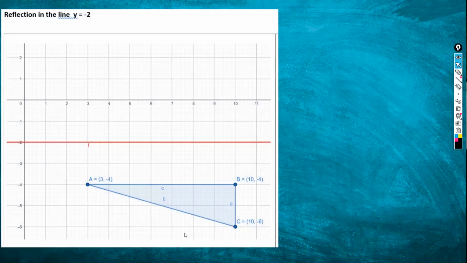Try this question here. Read the instructions and see if you can get the answers for A dash, B dash, and C dash. All right, so a lot of correct answers coming up. Let's see if you're correct.